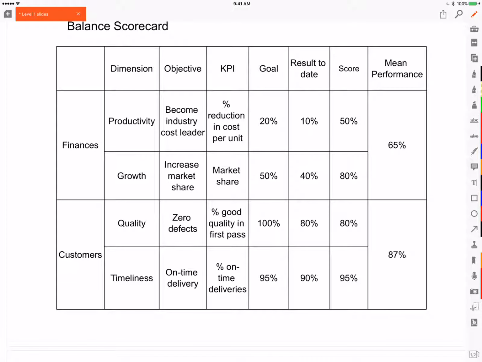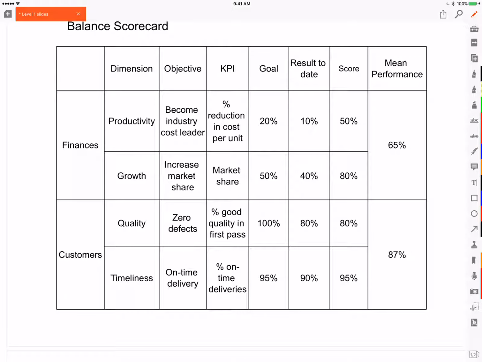Once you've come up with your strategic plan, you then need to implement it, and during that process, monitor how well you are doing at implementing that plan. And that's where a balanced scorecard comes into play. So what you see here is an example of a balanced scorecard.